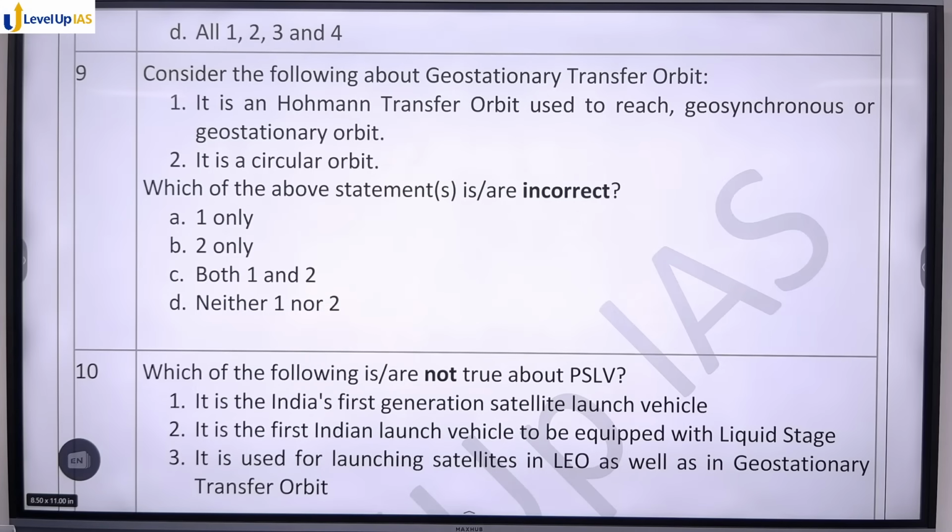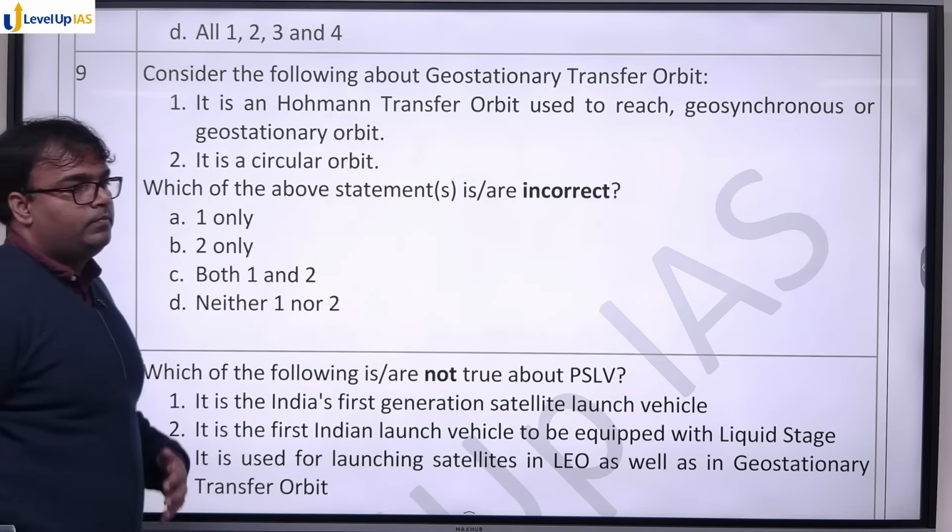I don't see online students attempting this question. Please try to attempt it. Please आप भी आंसर करिए कमेंट में. Question number 9.